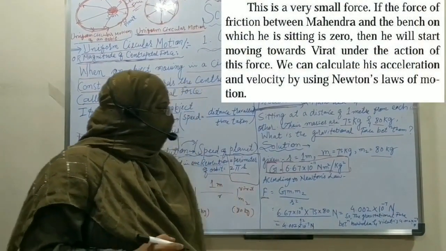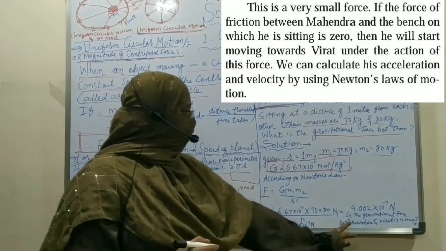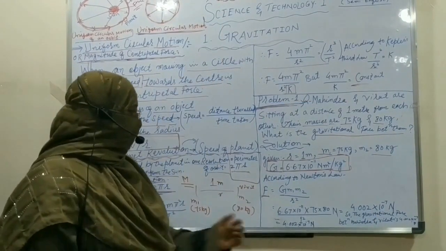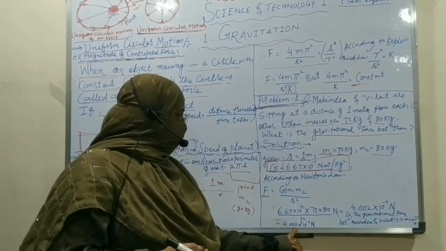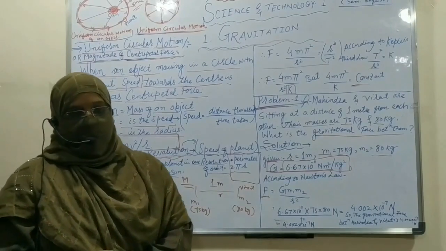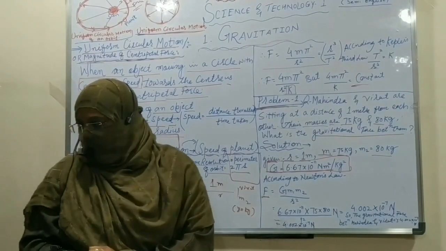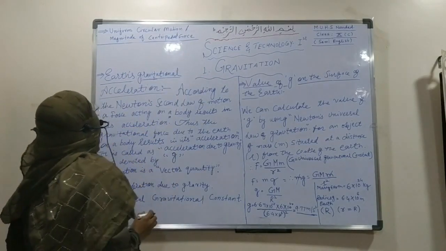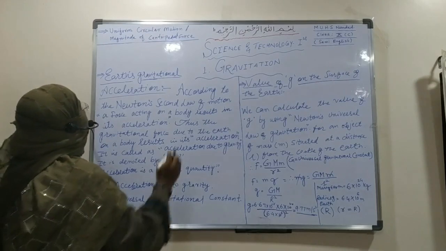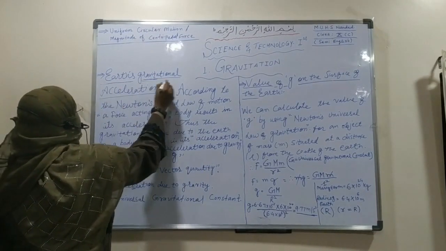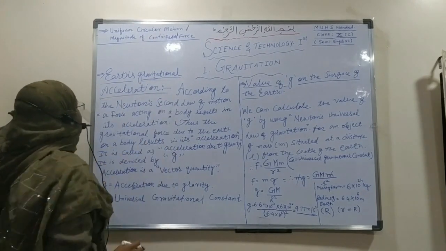So the gravitational force between these two boys, Mahindra and Virat, is 4.002 into 10 raised to minus 7 Newton. Now we have just studied uniform circular motion and magnitude of centripetal force. Now we will move towards our new topic, that is Earth's gravitational acceleration.